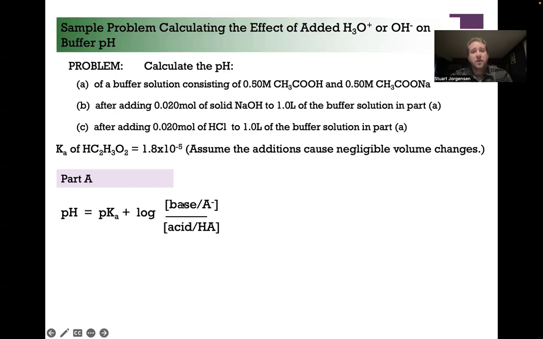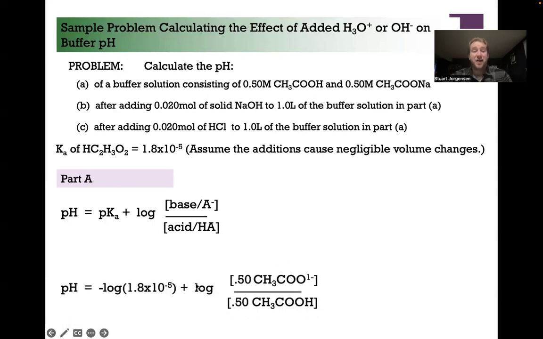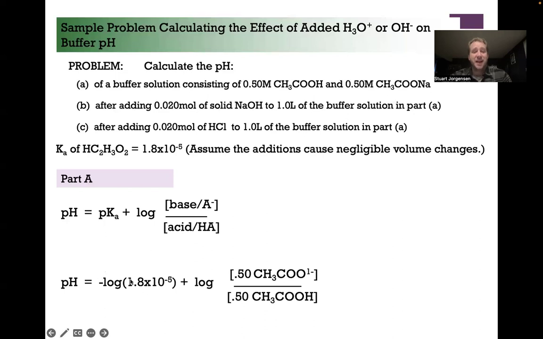Wait a minute. 0.5, 0.5. These are equal. Log of 1 is 0. And so when we plug this all in, pKa is the negative log of the Ka. That just came from here. We got 0.5 molar over 0.5 molar. We end up with the pH equaling the pKa. That's a thing we knew already. And that's going to give us a pH of 4.74.